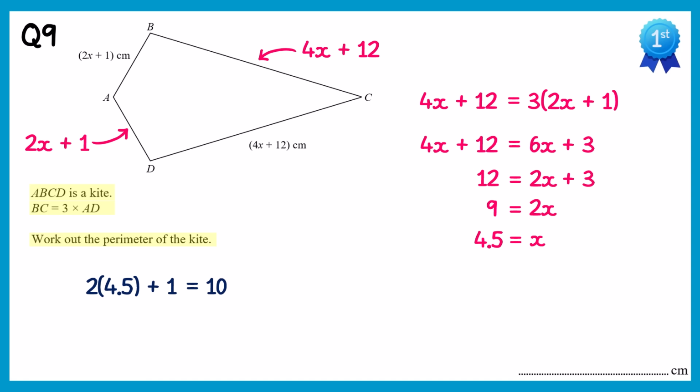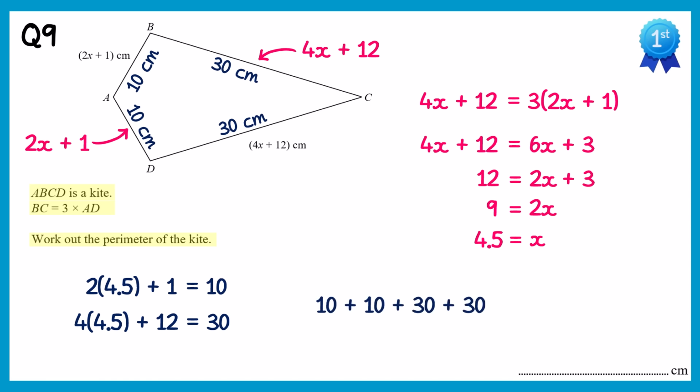If we do the same idea for 4x plus 12, we need to do 4 lots of 4.5 plus 12. 4 lots of 4.5 is 18, and if you add 12 to that, you get 30. So both of the sides with length 4x plus 12 are actually 30. So we have 10, 10, 30, and 30. And to get the perimeter, we just add these together. So 10 add 10 add 30 add 30, which gives you a total of 80. So the answer to this question is 80 centimeters.